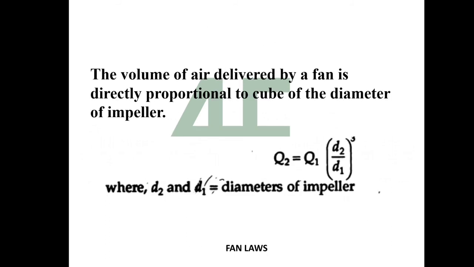Now, in relation to the diameter of the impeller, there are three formulas. So let's see. The volume of air delivered by a fan is directly proportional to the cube of the diameter of the impeller, which is denoted by Q2 = Q1 × (D2/D1)³, where D2 and D1 are the diameters of the impeller and Q2 and Q1 are the volumes of air delivered by a fan.